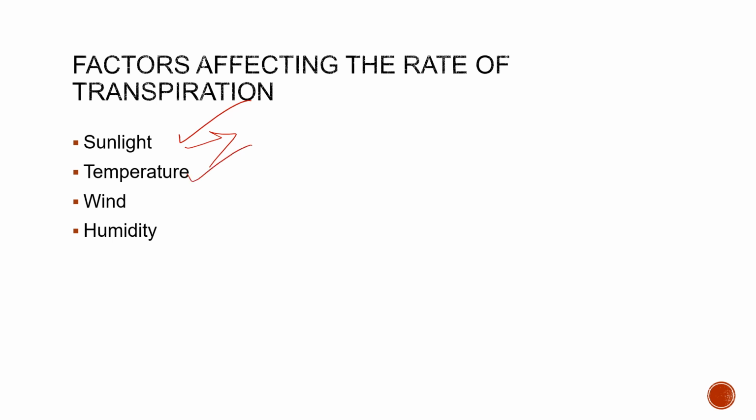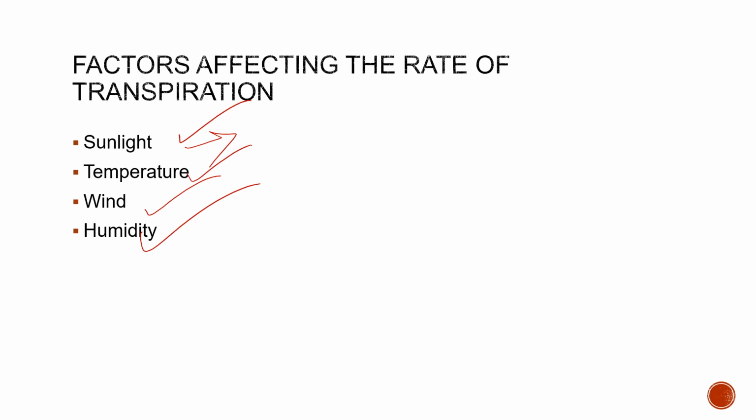Now temperature: it depends directly on the temperature, because transpiration is happening more on a hot day than on a cold day. Now wind: the transpiration rate is more if the wind is blowing, because the water vapor is removed faster from the leaves on a windy day than on a normal day when the wind is less. Next comes humidity. If the air is humid, the rate of transpiration will always be low, whereas when the humidity is less, the rate of transpiration will be high. So it is inversely proportional. More the humidity, less the transpiration.